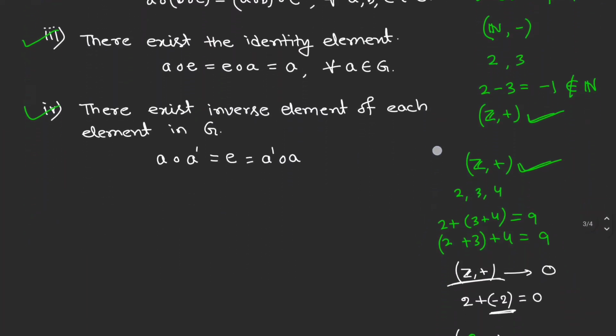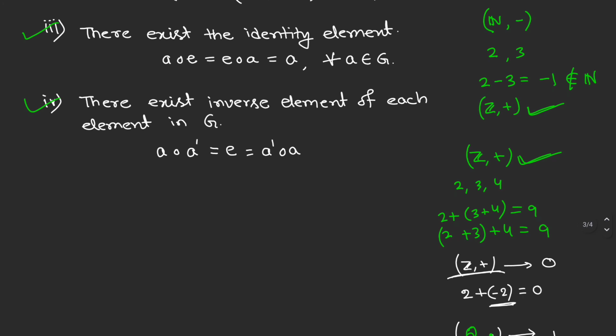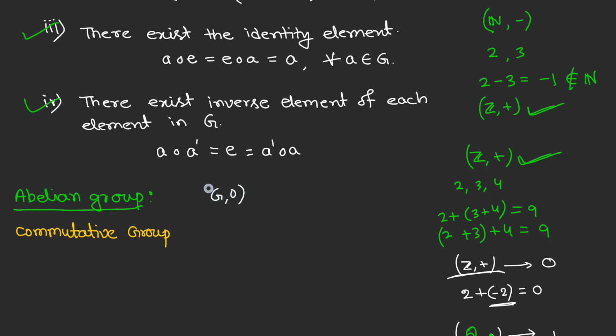Now there is one more concept which is called abelian group. Abelian group is also known as commutative group. What is an abelian group? Suppose we have a groupoid G comma circle. It is saying abelian group, that means this groupoid must be a group, with an additional condition.